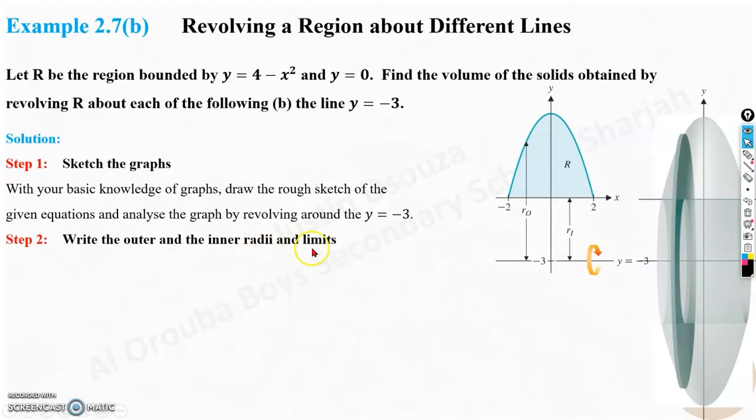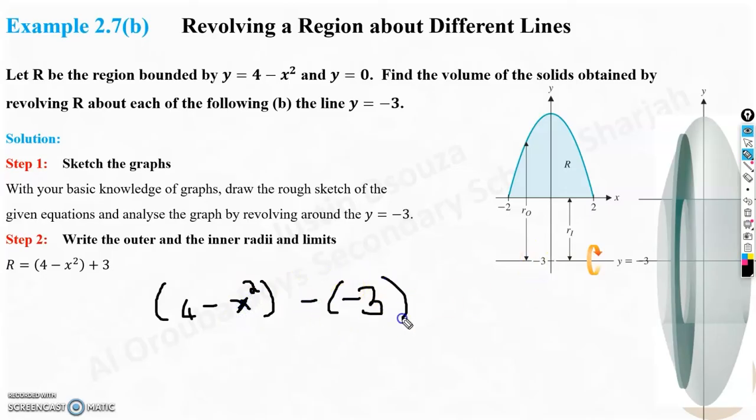You need to write the radii, right? Remember now, in this case, what are the radii? What is this equation? This is 4. The upper equation is 4 minus x squared. You need to subtract this line. See this line, what is this? Minus 3. It eventually becomes 4 minus x squared plus 3. This is important to know. There are other ways to find the radius, but this is a simpler way.